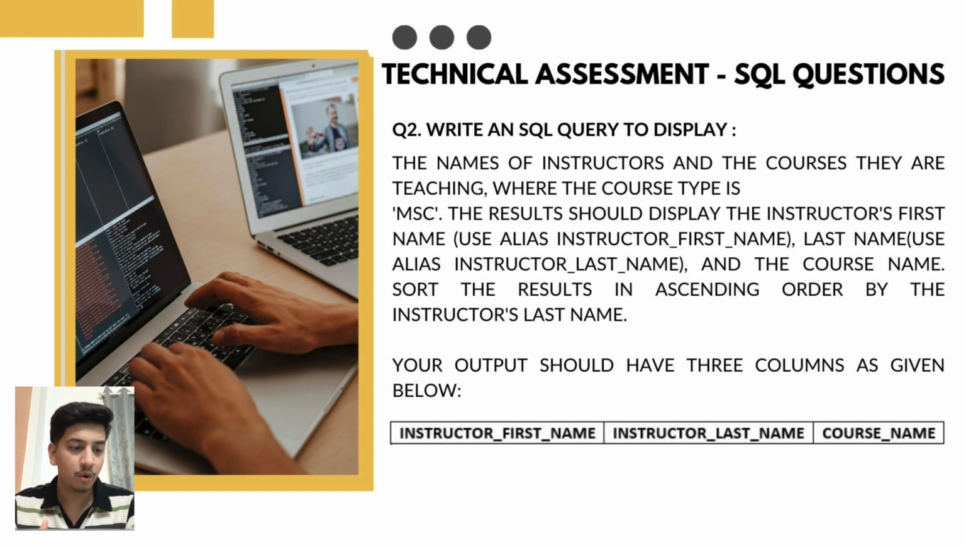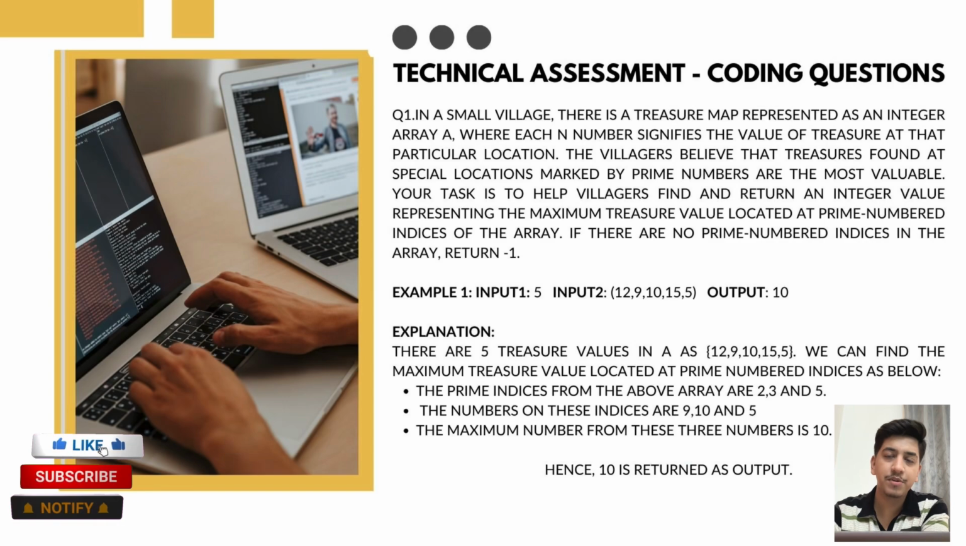So here is the breakdown of this problem. You are dealing with instructor details and course details. So clearly 2 different tables might be involved here. Course type being MSc is the filtering condition. So you have to show only instructors who are teaching MSc courses. They want first name, last name and course name. So you need to think about how instructor and course data are connected. Also it mentions sorting by the instructor last name. So again sorting is important in the output. So this question tests your understanding of joins between tables, applying conditions on specific columns and presenting clean and sorted results.